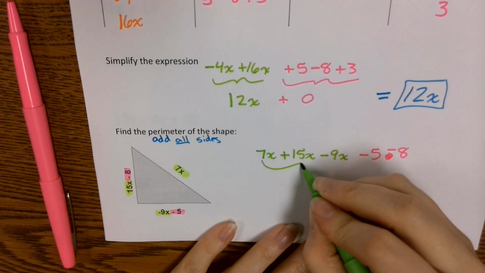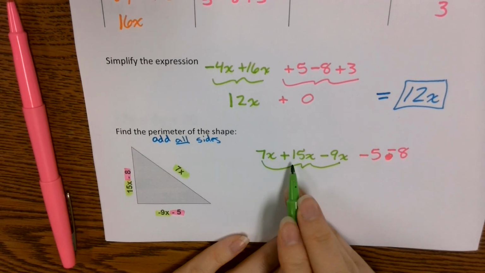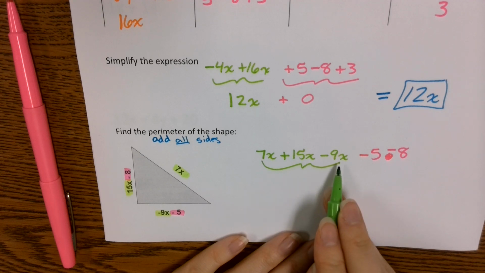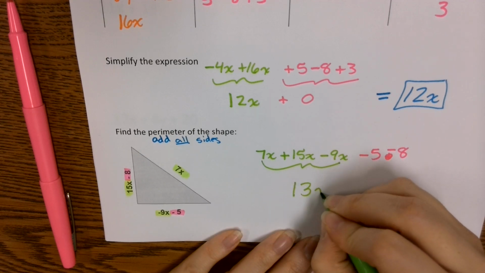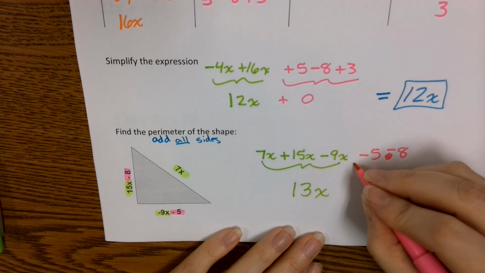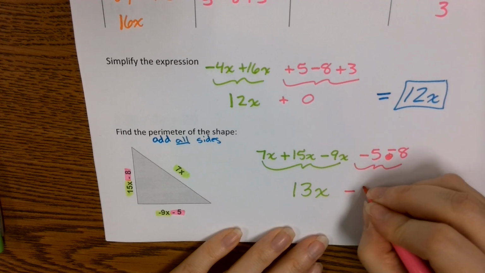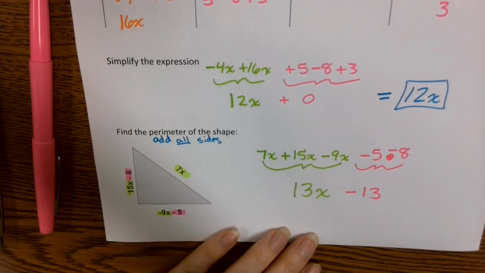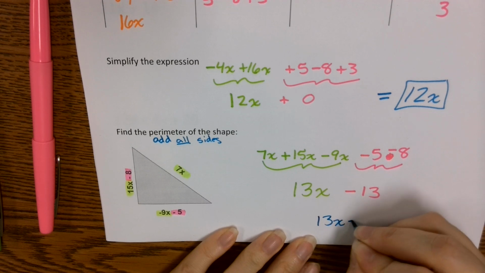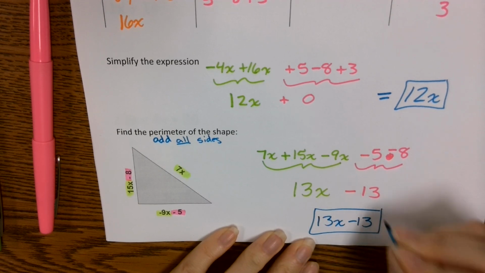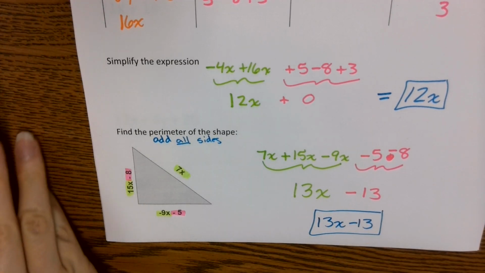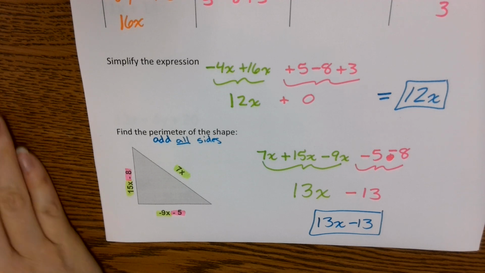Okay, when we combine all of this together, 7x plus the 15x minus the 9x is going to come out to 13x. When you combine your constants together, you're going to get negative 13. So there's your final answer. 13x minus 13 is your perimeter. Any questions?